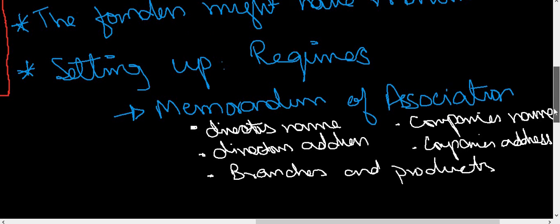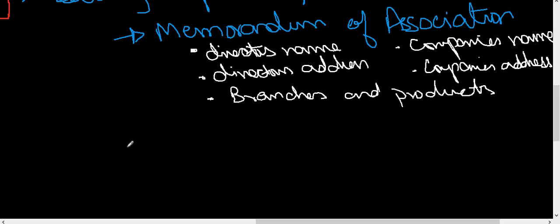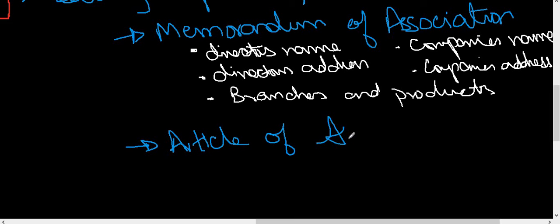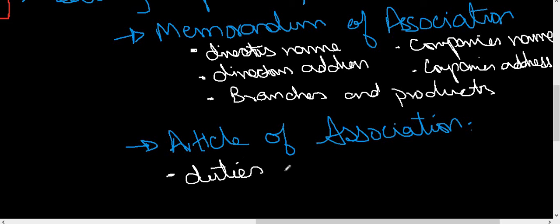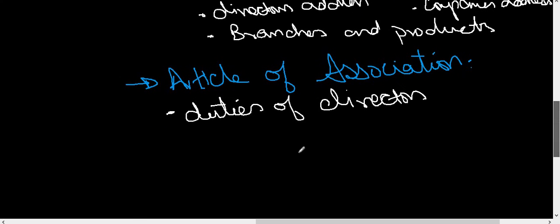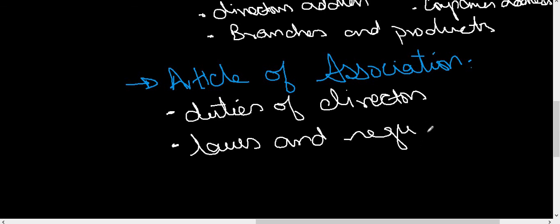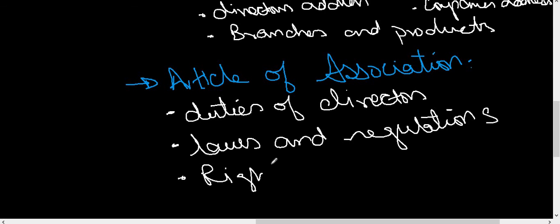Whereas the second document, which is called the Articles of Association, deals with the duties of directors, laws and regulations, rights of the shareholder. So shareholders have rights.